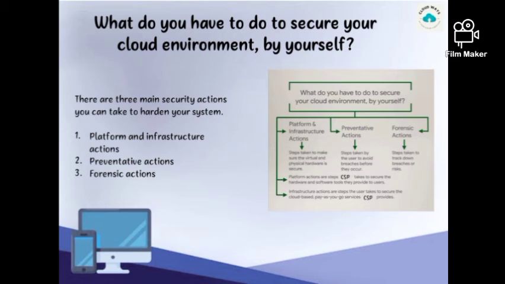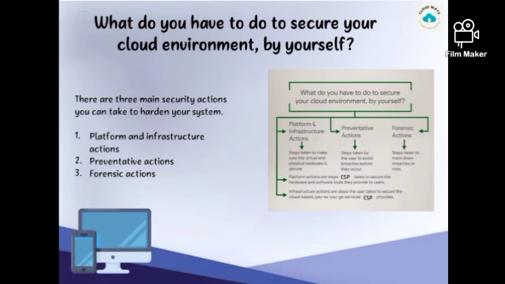Platform actions are steps the CSP takes to secure the hardware and software tools available over the internet they provide to users. This could be anything from physically securing data centers to replicating data across regions to make sure it's available even in the event of a natural disaster somewhere. Infrastructure actions, on the other hand, are the steps the user takes to secure the cloud-based pay-as-you-go services such as storage, networking, and virtualization that Google provides. This could be anything from changing settings in a load balancer to selecting a more secure VM instance type for your application.